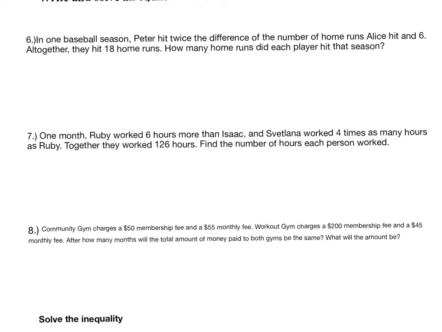All right, next, in one baseball season, Peter hit twice the difference of the number of home runs Alice hit in 6. Altogether, they hit 18 home runs. Altogether means we're combining all of their home runs. So combining all together, that's going to mean addition. And when we add everything together, we get 18, right? That's going to mean equals 18. What equals 18? Well, altogether, they hit 18 home runs.